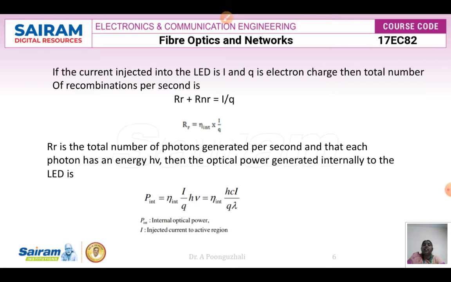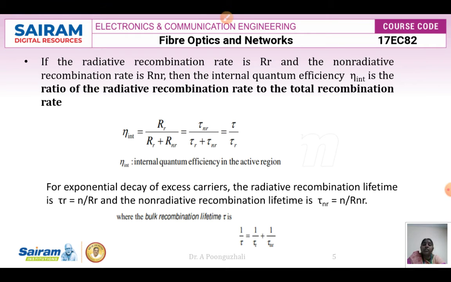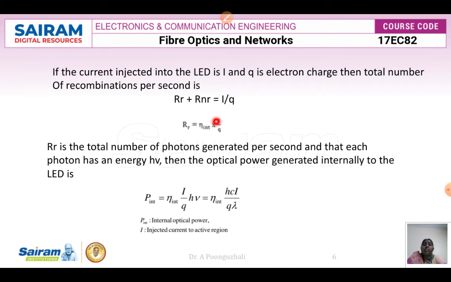So if the current injected into the LED is I and q is the electron charge, then the total number of recombinations per second is given as R_R plus R_NR equal to I by q. If I substitute in this equation, then the radiative recombination rate, on cross multiplying, is the internal quantum efficiency in the active region times I by q. That is the equation we have got here.